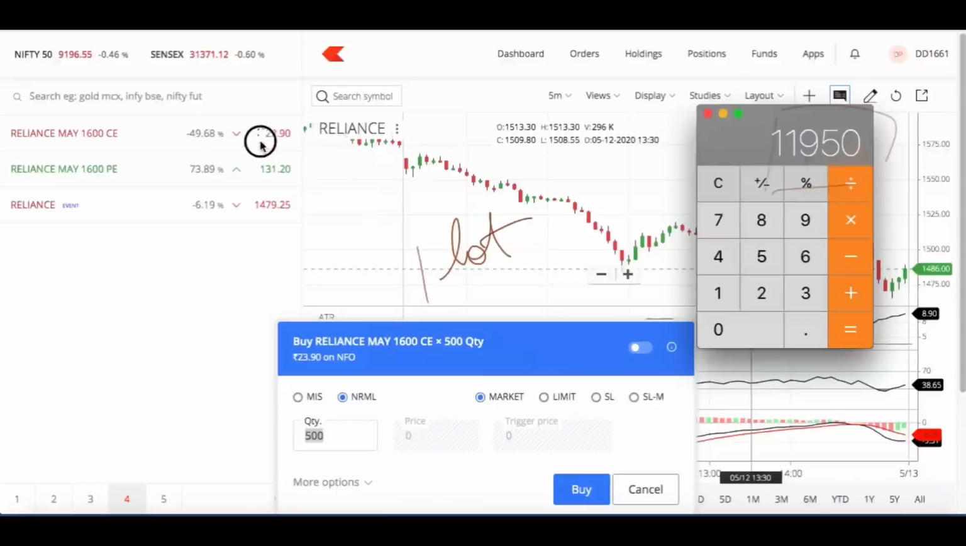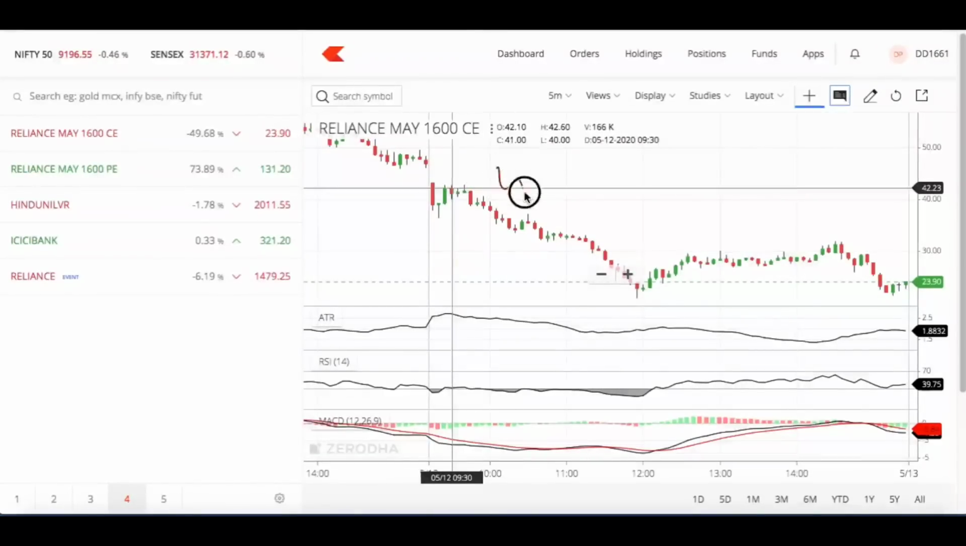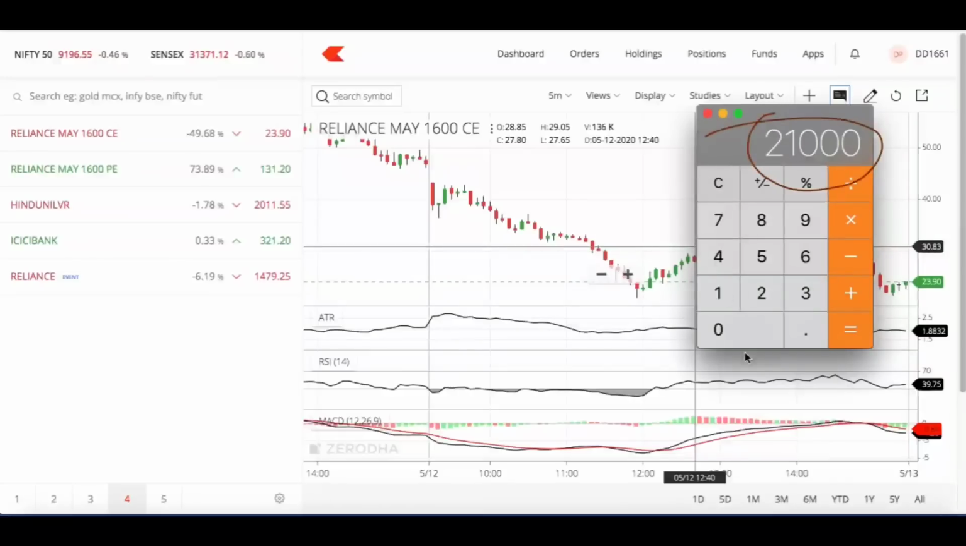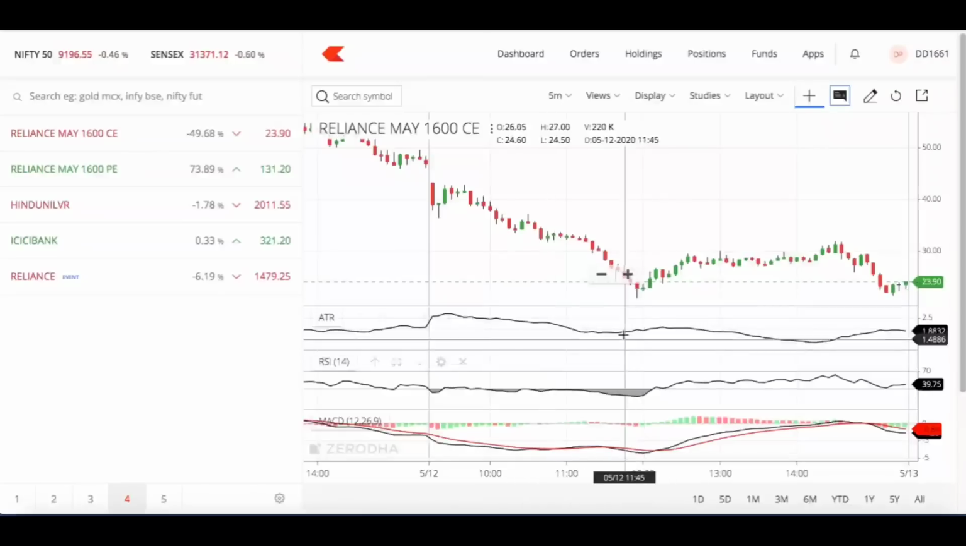If the option premium goes up, so for example, how much was the option premium at the start of the day? Let's say it was 42 rupees. In order to buy that option you wanted 42 into 500 rupees, so you wanted 21,000 in your account. But if you had taken it from the lower level, you would have needed less. So based on the premium only you are buying. Now for example, let's say you're planning to buy. Let's say you're doing paper trading, so I would suggest all my subscribers who are practicing options along with me.